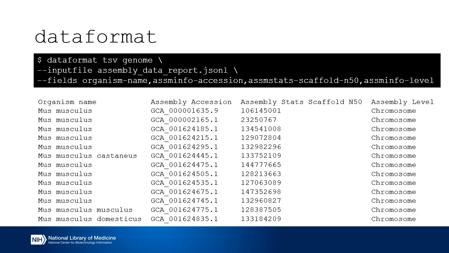Datasets has a companion tool called Dataformat, which allows users to export metadata from the JSON and JSON lines files into tabular or Excel formats. Users can extract all information from the data reports or select only the relevant fields, like in this example here. Here, the only fields we were interested in were organism name, assembly accession, scaffold N50, and assembly level.